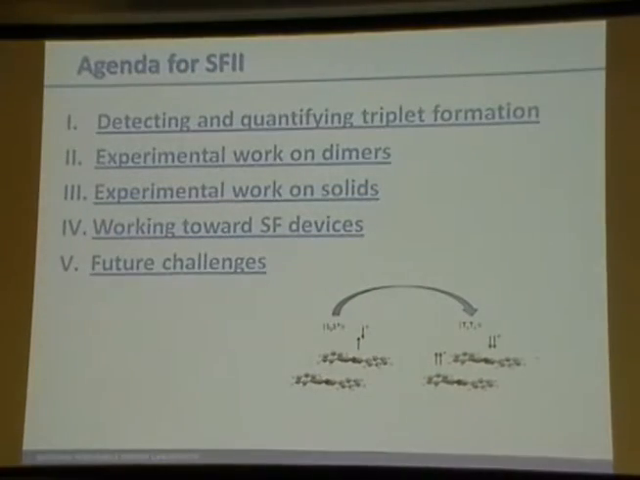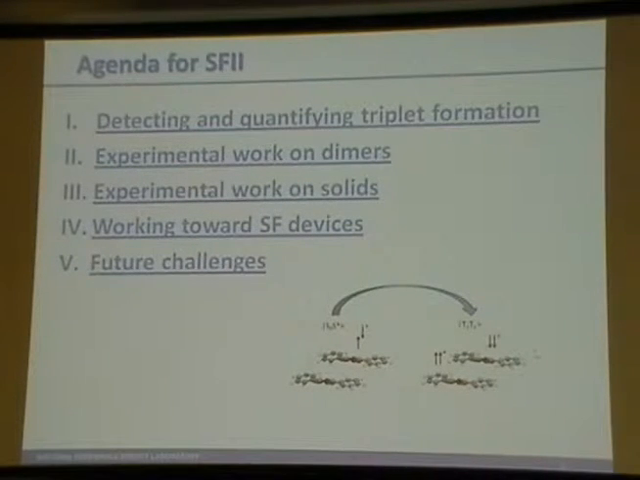So the agenda for this part of the talk is to discuss some ways of detecting and quantifying triplet formation. This is something that not everybody, even spectroscopists, works with on a daily basis. So it's useful, I think, for people to know how you go about detecting states like triplets that don't have absorption from the ground state usually.